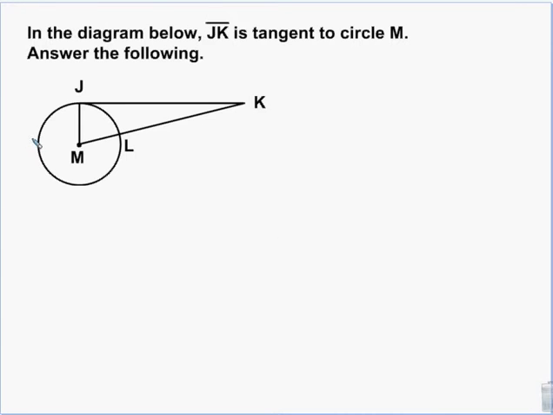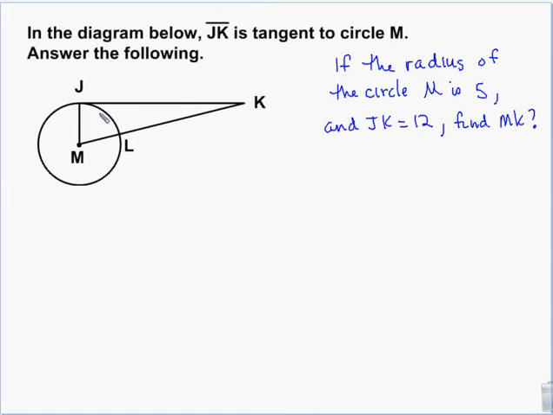Here we have, answer the following. I didn't put the question in here. Okay, there. Now I have the question. Here we have a tangent line. Here's my radius. My radius is 5. My tangent line segment is 12. What do I know about when the radius touches the tangent line? It's a 90-degree angle. And so I can use that information to find MK because I have a right triangle. So I can use the Pythagorean theorem.